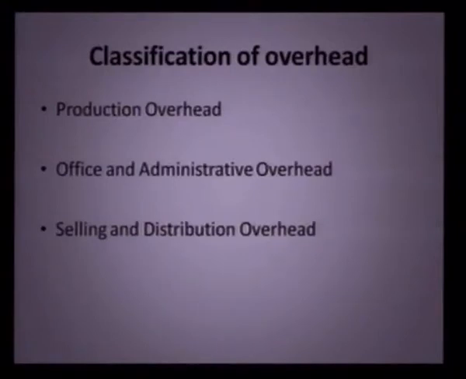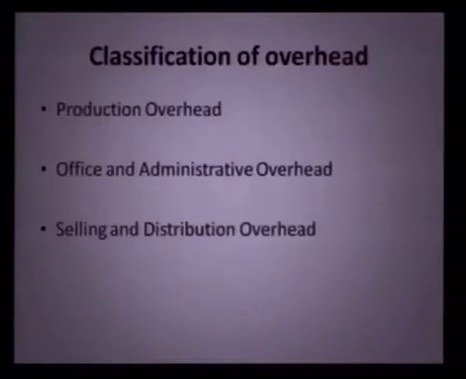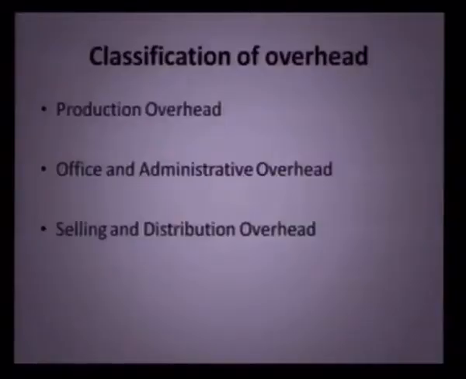Overheads which occur in factory premises, we call it factory overhead or production overhead. The overheads which occur in office and administration, we call it office and administrative overhead. And there are some overheads which occur during selling and distribution of the product, we call them selling and distribution overheads. So based on functions, we can divide overheads into 3 parts: production, office and administrative overhead, and selling and distribution overhead.